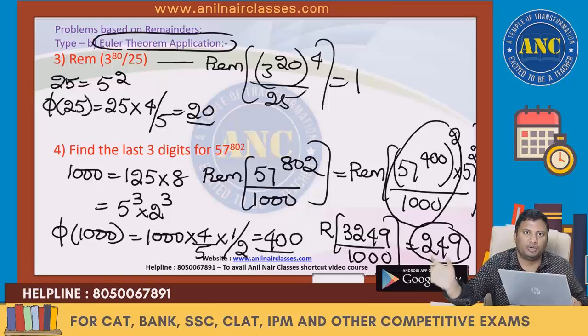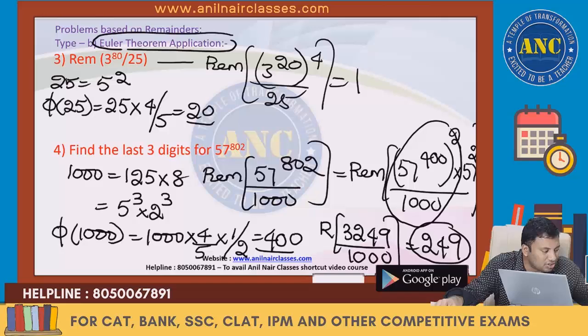Is it clear to you? Euler's theorem is used when the denominator is a composite number. If the denominator is a composite number, Euler's theorem is used to find which power of the numerator, when divided by the denominator, I will get +1.